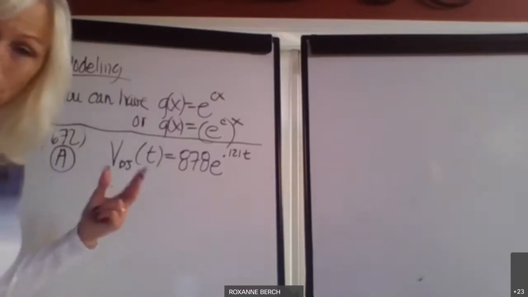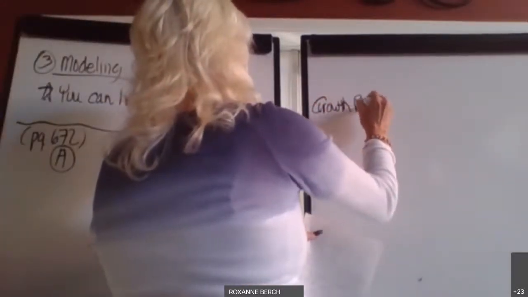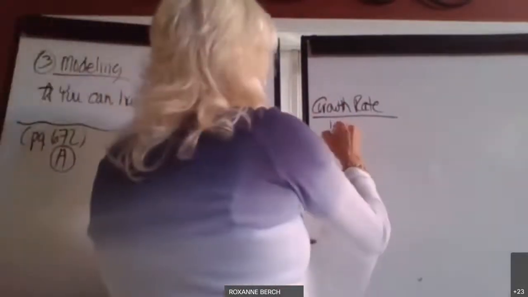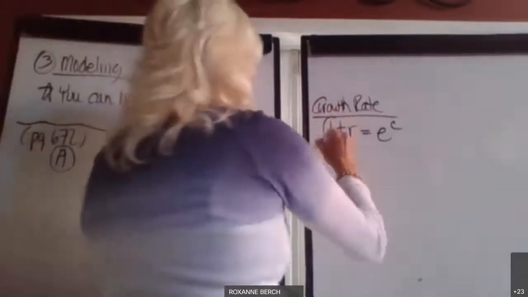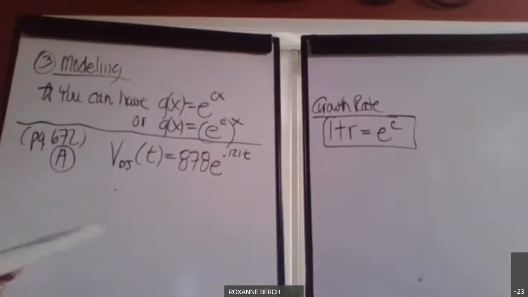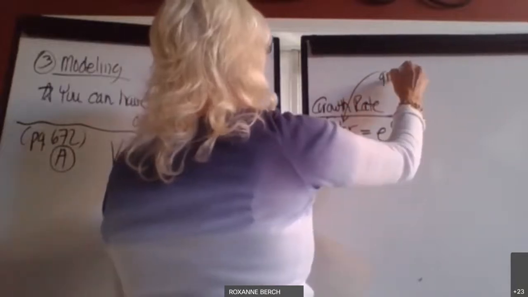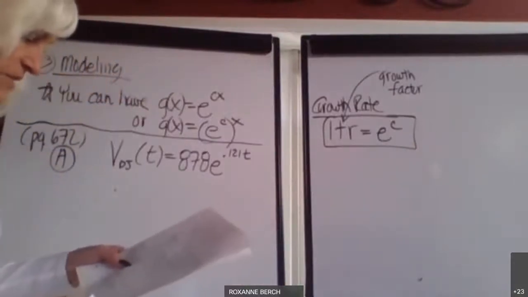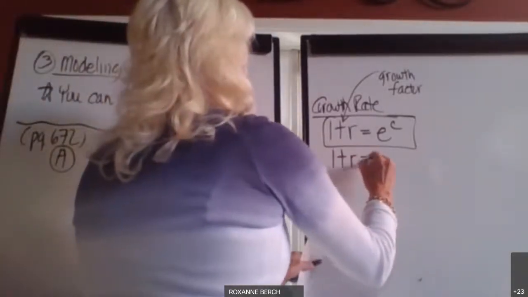They asked us to find the growth rate, so let's find that. This is how we're going to do it. We're going to take the growth factor, which is 1 plus r, and set it equal to e to the c. So that's why you saw me write it like this. Remember that 1 plus r is the growth factor, and we're going to actually solve for r. So we have 1 plus r is equal to e to the c.